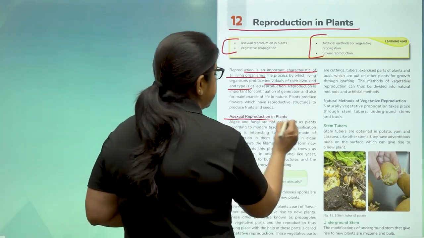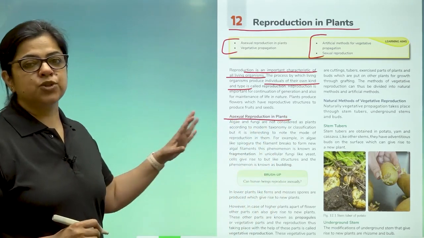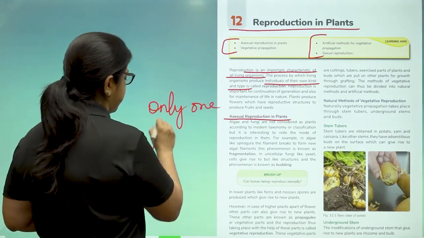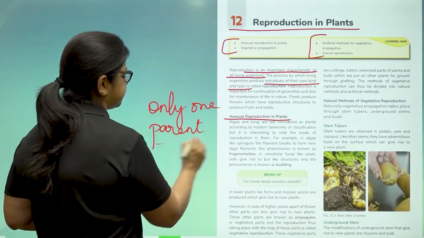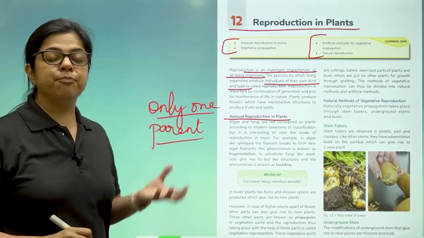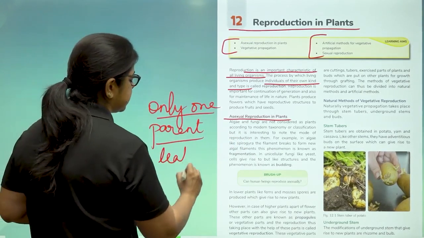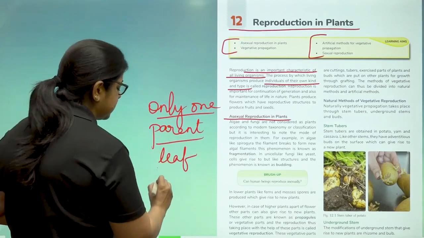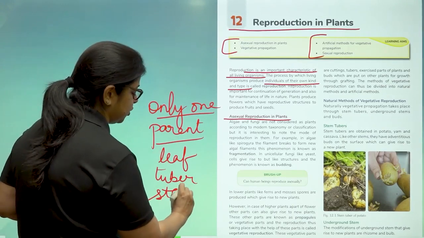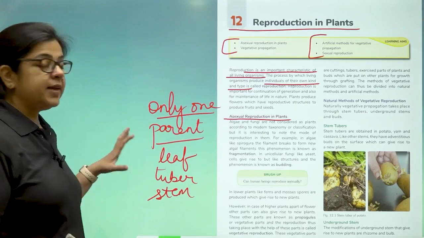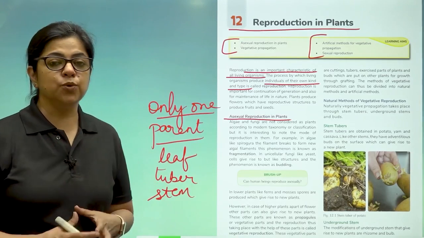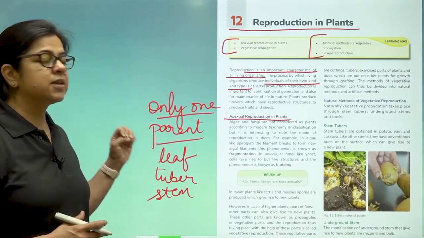Now talking about asexual reproduction. Asexual reproduction means a reproduction in which only one parent is required. So in case of plants, there are many reproductive parts. There can be buds coming out of the leaf, buds coming out of the tuber. In some cases, a stem may give rise to a new plant. And in other cases, two stems may be taken together to produce a new plant. Now let us understand all this one by one.